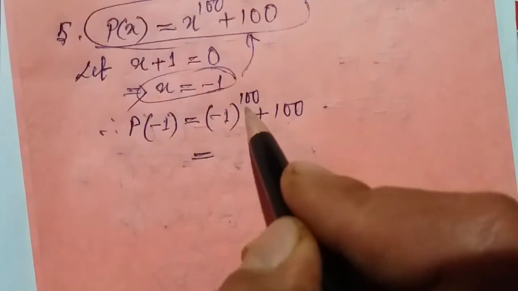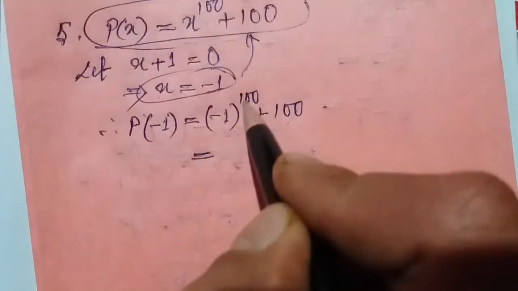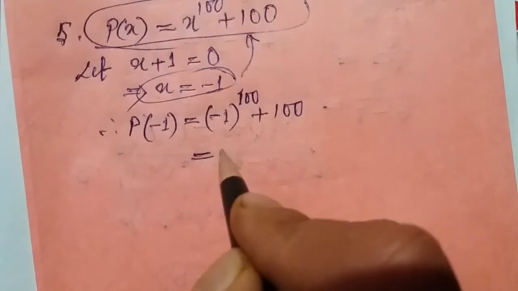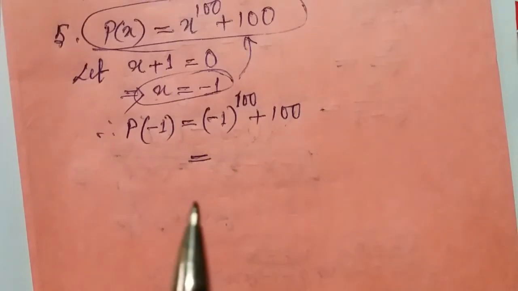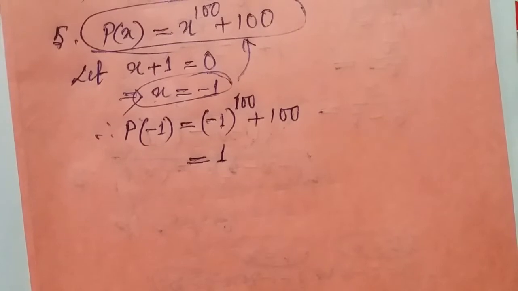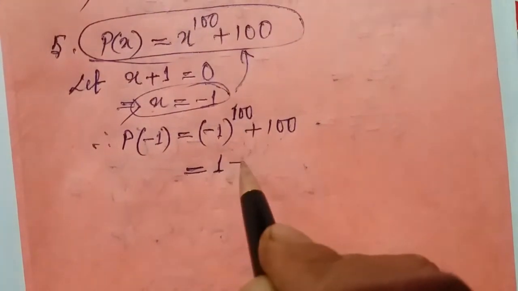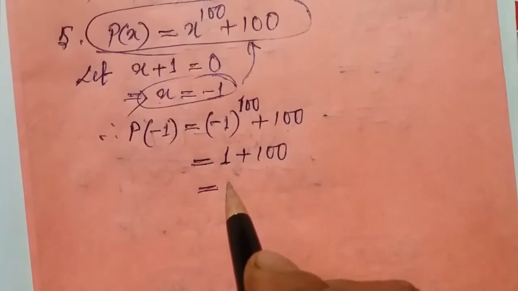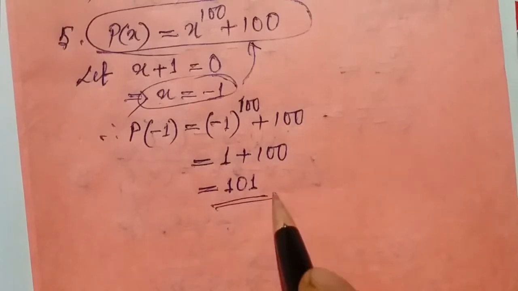Now the power here is an even number. So if the power is an even number, this minus becomes plus here. So we'll get plus, and 1 to the power anything is always 1. So 1 multiplied 100 times, we will get 1. So 1 plus 100 is 101. So this is the remainder.